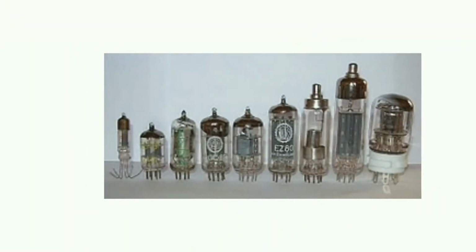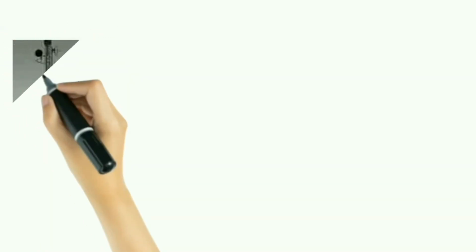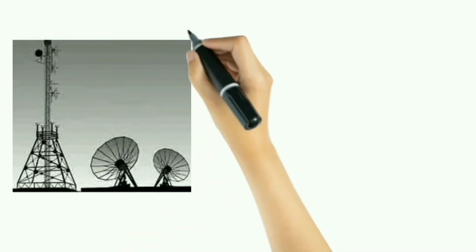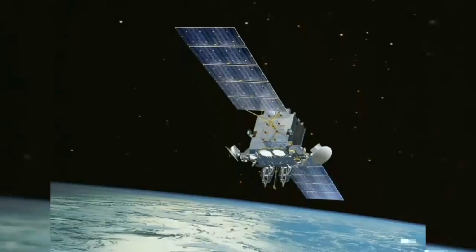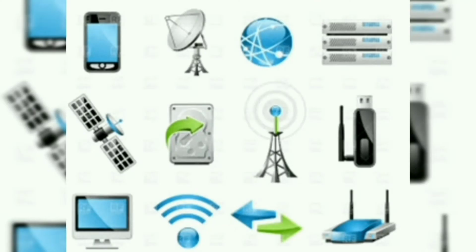Other uses include X-ray tubes, cathode ray tubes, magnetrons, and photomultipliers. They are even found in modern day technology used for mobile phones, Bluetooth, Wi-Fi transmissions, and even in radar and satellite communication devices.